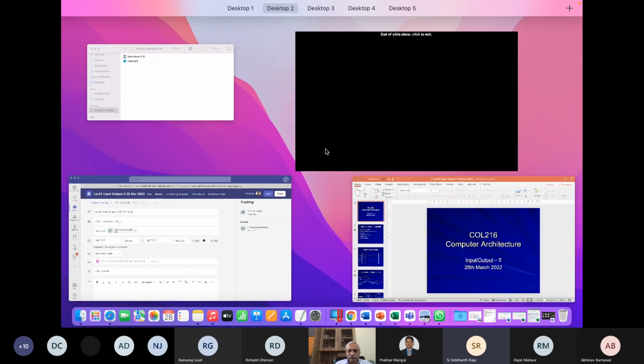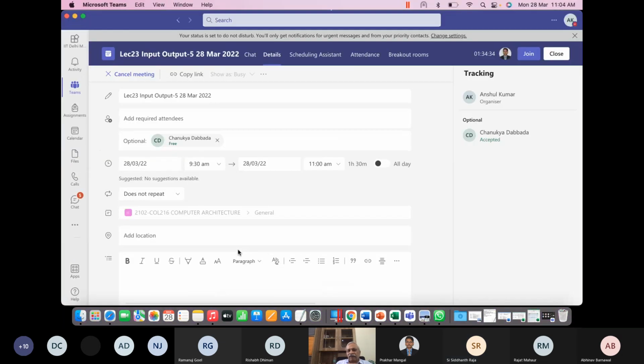Sir, what is meant by seek time and rotation time? Seek time is the time required to move from one track to another track. That is the movement of the head. And then there is rotational latency, which is the time the disk has to rotate so that the required sector is in line with the head. The head moves only radially, from track to track. But different sectors get accessed because of the rotation of the disk.